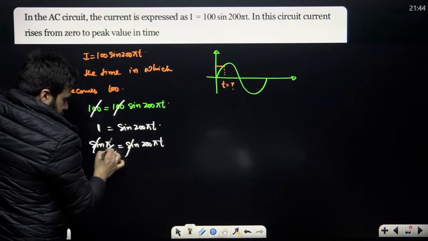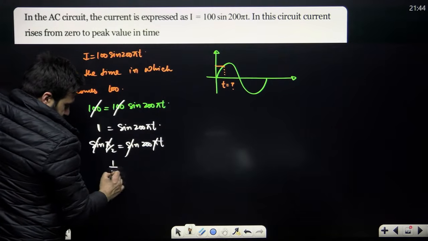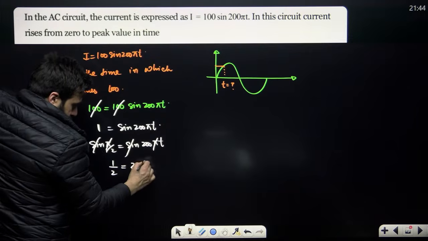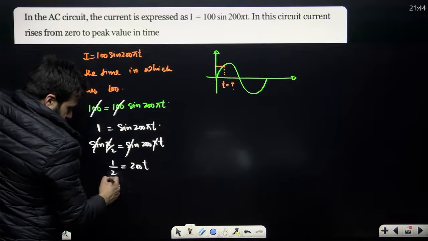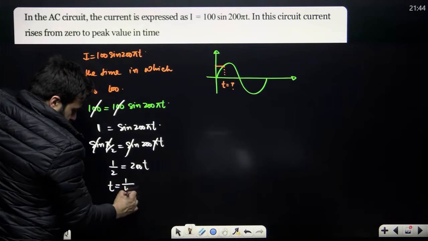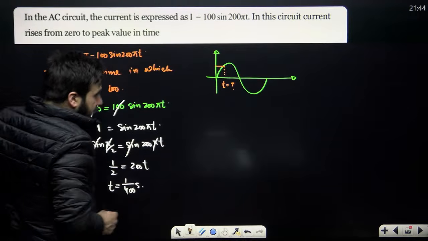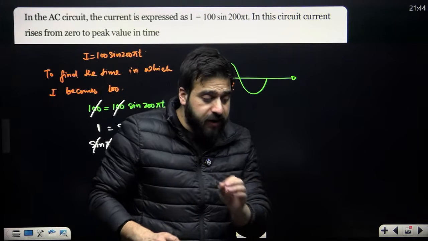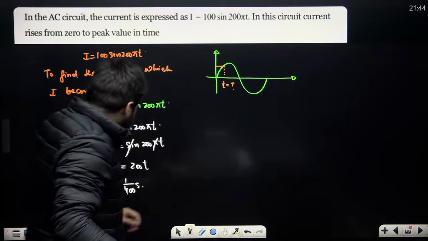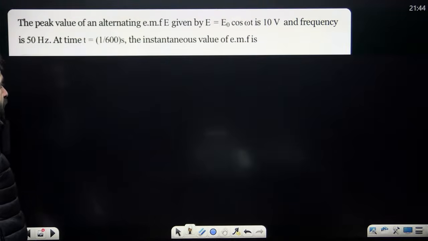Now sine will cancel. So 1 divided by 2 is equal to 200 t. So t will be equal to 1 divided by 2 into 200, that is 1 divided by 400 seconds. So in the time 1 by 400 seconds, it will become maximum.